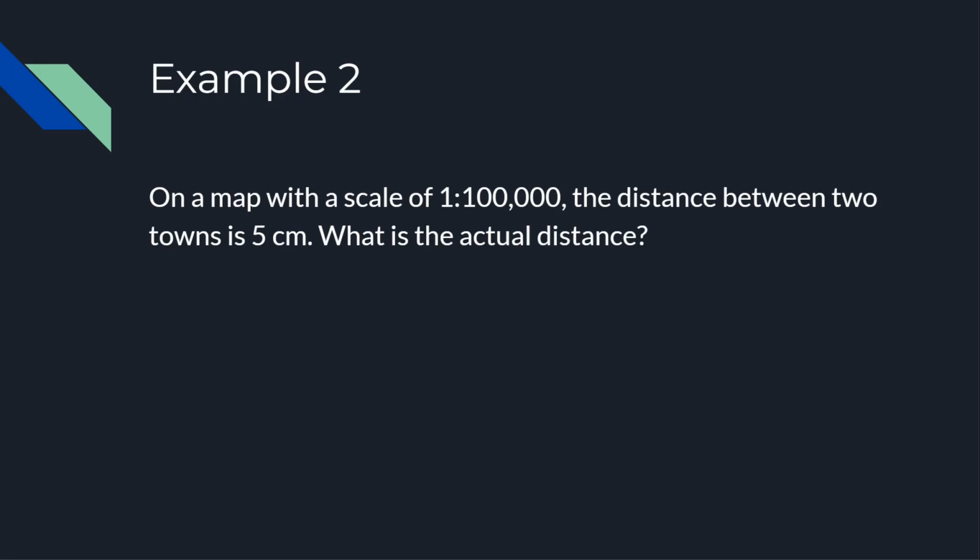Well, from the previous example, by multiplying the map distance by the scale factor and converting units, we can find that the actual distance between the two towns is 5 kilometers. Let's draw this out to show it.